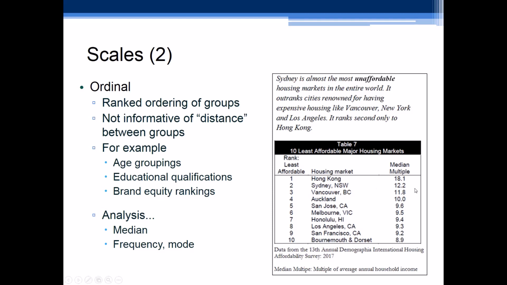So Sydney has an average housing cost of 12.2 times the median income of a Sydney-sider. In Hong Kong, that's 18.1. So Sydney is above Vancouver just by a little bit, but then quite some distance behind Hong Kong. So we need to look at the actual numbers in order to determine the difference between those ranks.